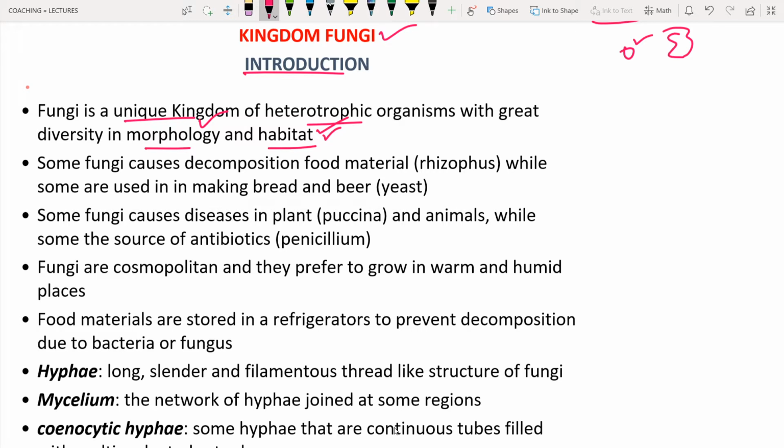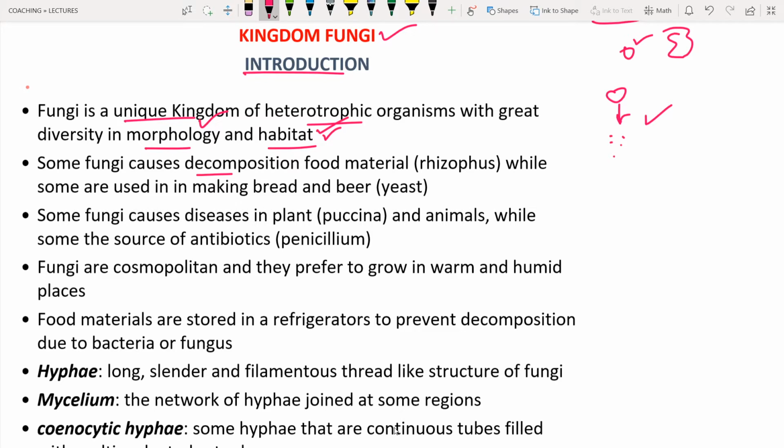For example, let us consider this is a food material. What will the bacteria do? Bacteria will break down this food material into tiny particles. Such a procedure is known as decomposition. It means the native structure of the material will be broken down into individual units. This is known as decomposition. Fungi, and not only fungi but bacteria also, are going to decompose the food material.